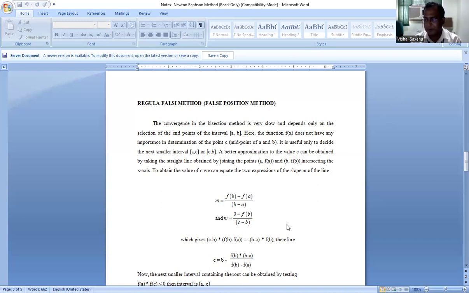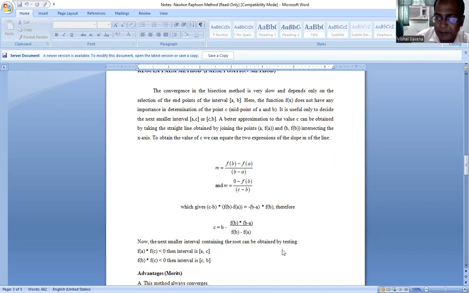So just simplify this equation, and on simplification we will get the value of c as c equal to b minus fb into b minus a upon fb minus fa. So in this way, this is the formula for the root, the solution in the regular falsi method, or the false position method.